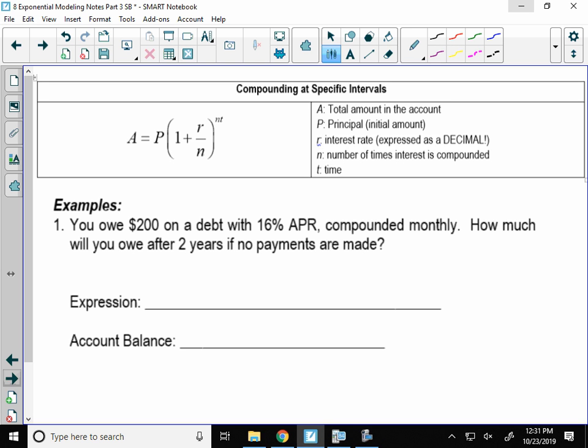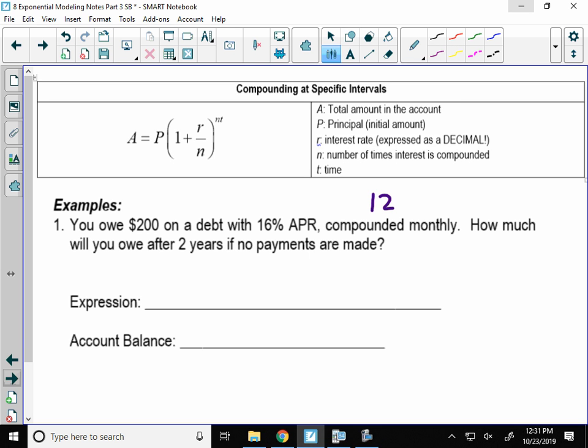Okay? So let's make sure we can set this up. You owe $200 on a debt that has 16% annual percentage rate, compounded monthly. How many times a year is monthly? 12. Okay, so we're going to use 12 for our number of times. How much will you owe after 2 years?